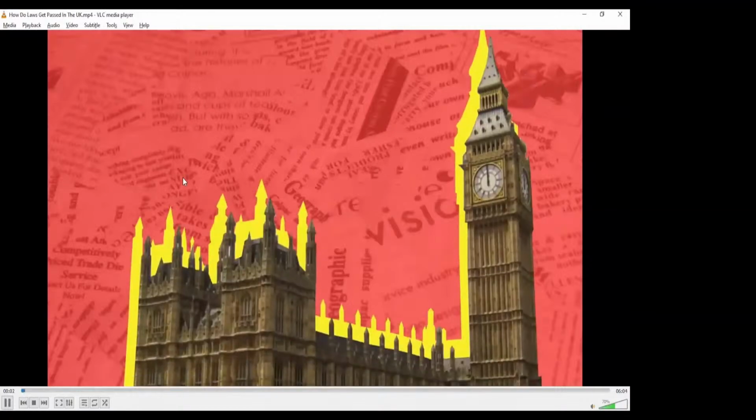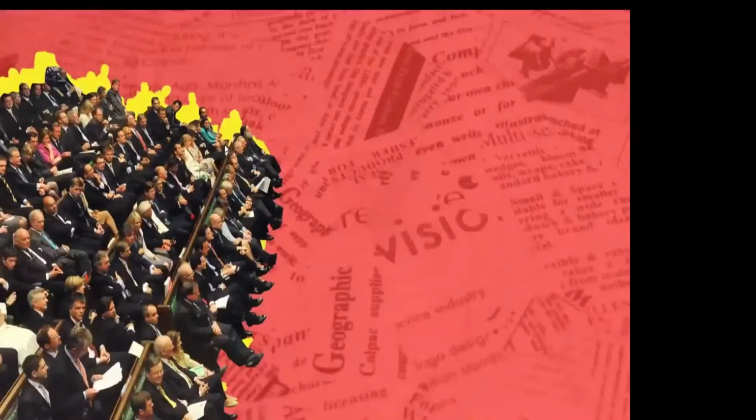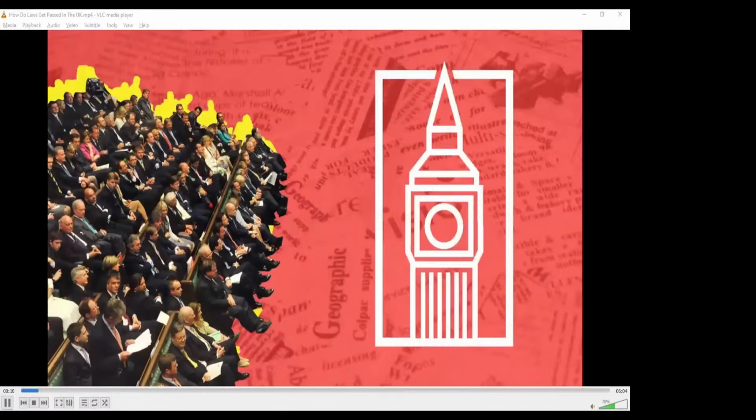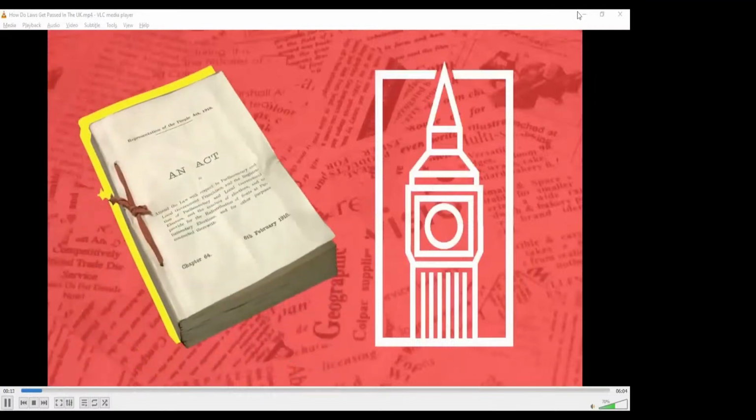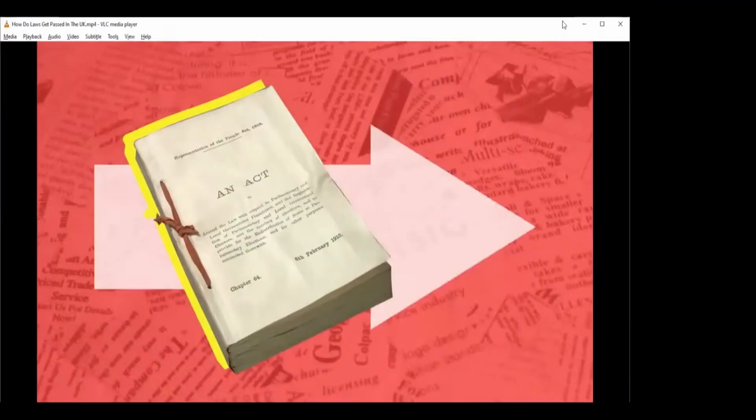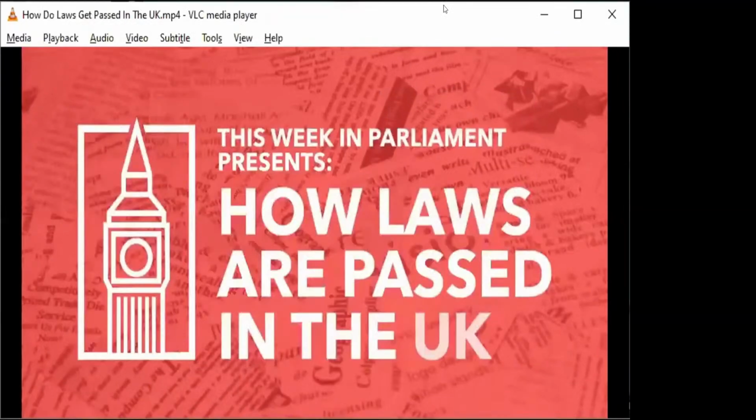The UK parliamentary system can seem a little confusing from the outside. It's hard to know what's going on inside Parliament and what it means for your life. That's why we run a series called This Week in Parliament to show you exactly what bills are being discussed on the floor. We have loads of people ask us to go into more detail about how bills actually go through the House and explain how laws are passed in the UK.